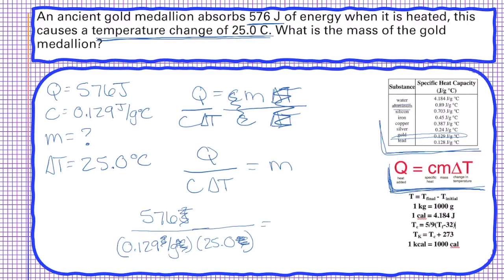And so if I perform this calculation in my calculator, the answer is 178.6 grams. But I can only have 3 significant digits, so I'm going to round that to 179 grams. And there's my final answer.